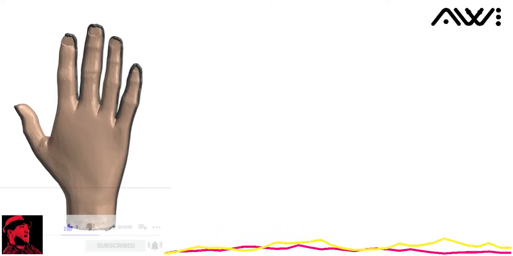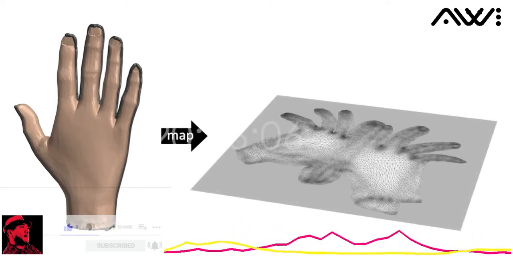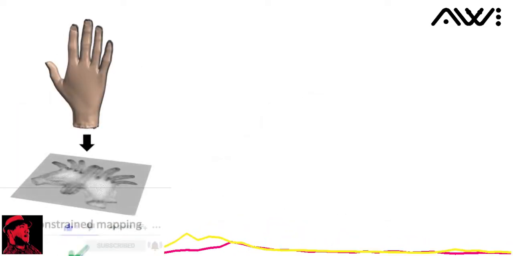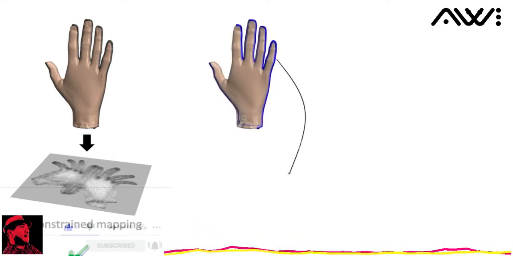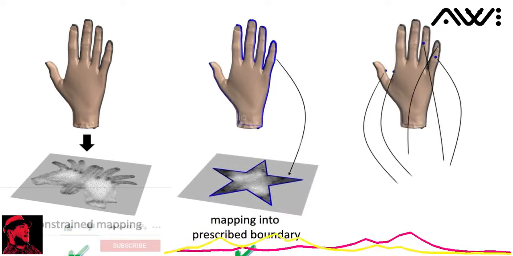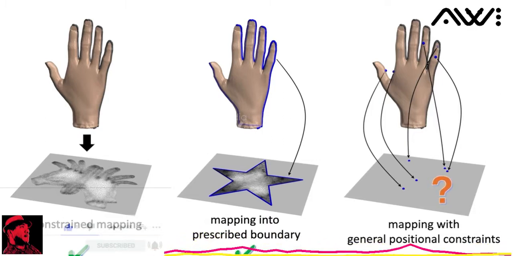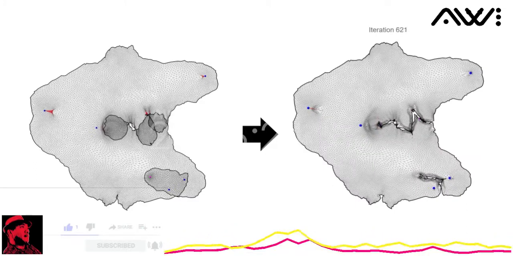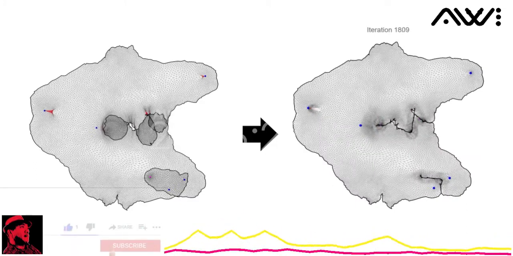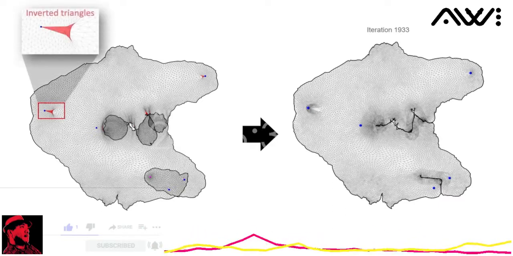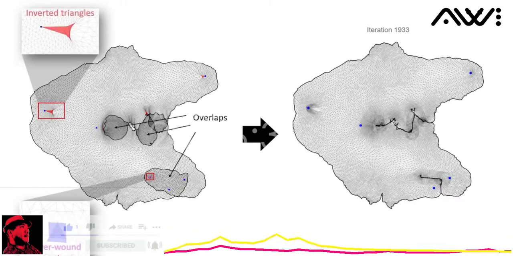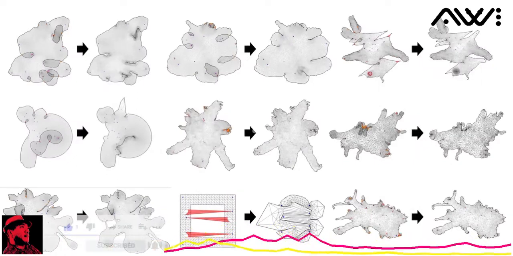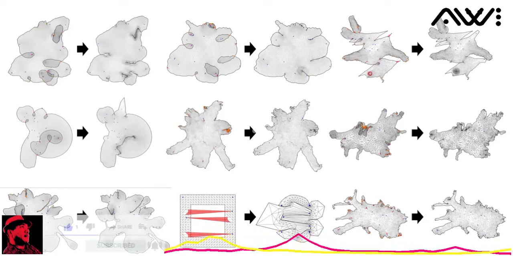Computing a one-to-one or injective mapping between a triangle mesh and the plane is a fundamental problem in computer graphics. Although the problem has been extensively studied in the setting of unconstrained mapping or mapping into a prescribed boundary curve, the more general case of injective mapping under arbitrary positional constraints remains an open problem. We propose a novel form of energy that allows an injective constraint-satisfying map to be recovered from a non-injective map with inverted triangles, overbound vertices, and global overlaps. The energy is equipped with theoretical guarantees, and our method performs well in practice when tested on a new and challenging benchmark.